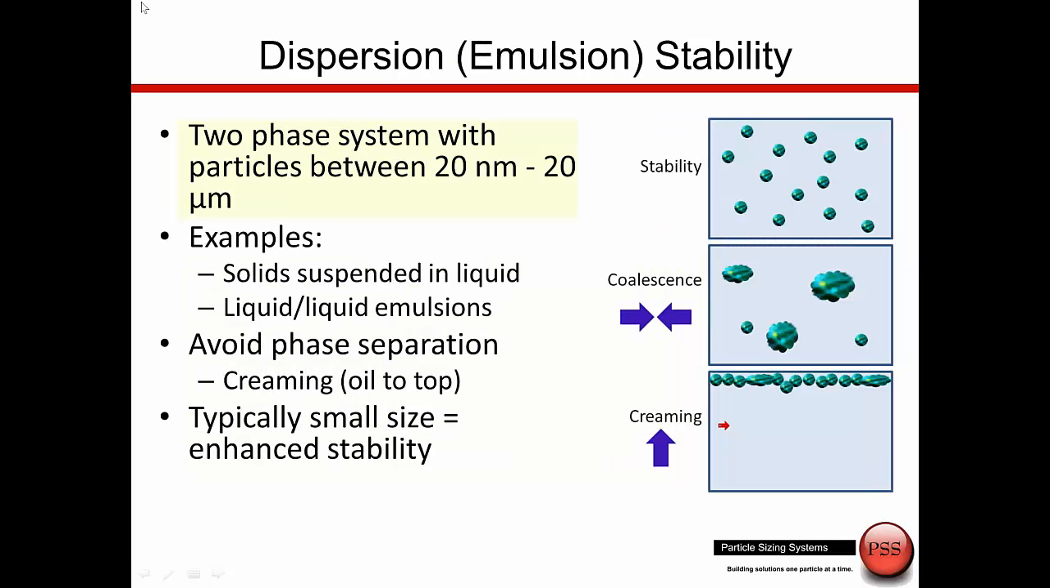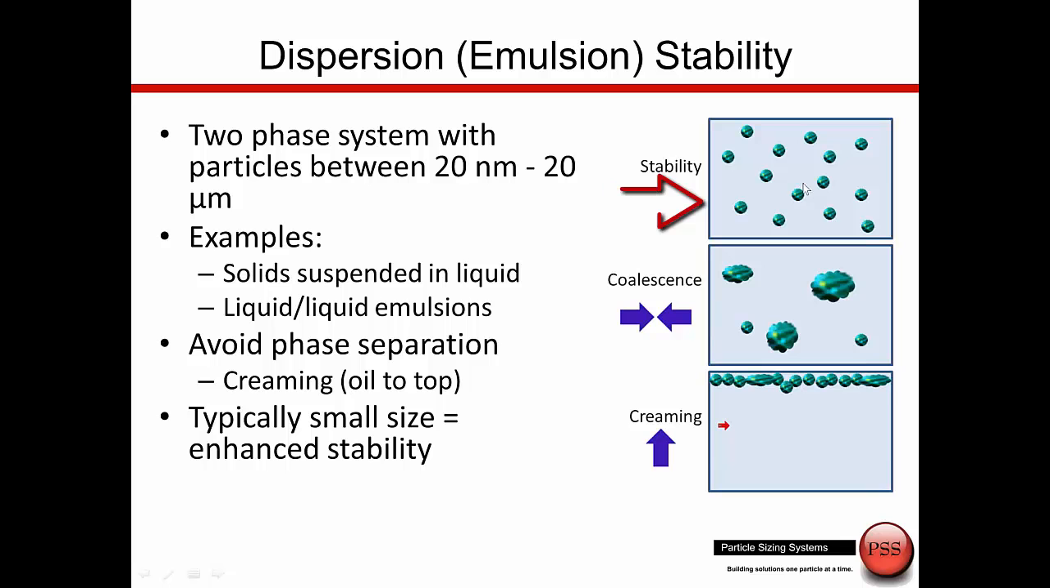So the goal when we create emulsions or any dispersion, a dispersion is a two-phase system. And for the kinds of materials we'll be talking about today, usually the size range of these materials is between 20 nanometers and around 20 microns. These could be either solid and liquid suspensions, or in the case of what we'll discuss today, these are liquid-liquid emulsions.